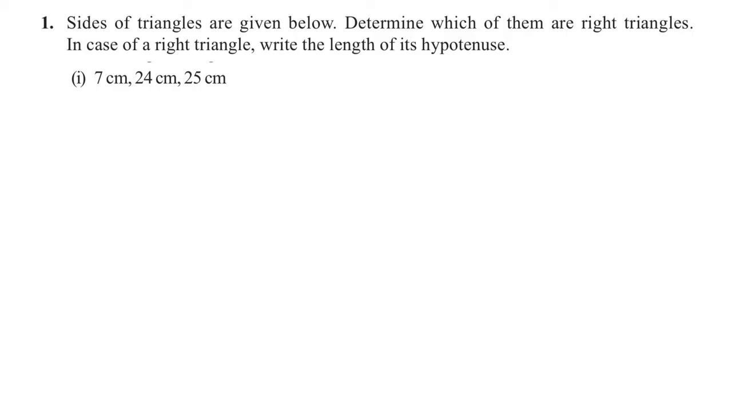We know the converse of the Pythagoras theorem: AC squared is equal to AB squared plus BC squared. So if that is equal, then it is a right angle triangle. And we also know that the longest side of a right angle triangle is the hypotenuse. So let us figure out whether the Pythagoras theorem holds good or not. So how do we go about it? We must first check whether 25 squared is equal to 7 squared plus 24 squared. Let's check. We don't know whether they are equal or not.